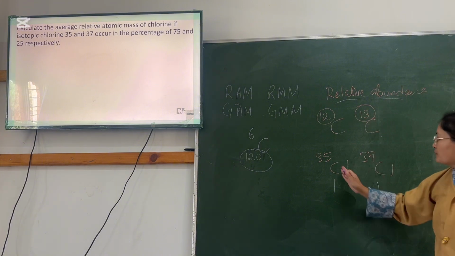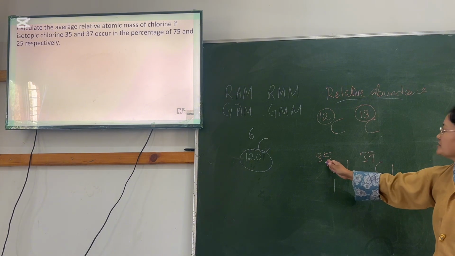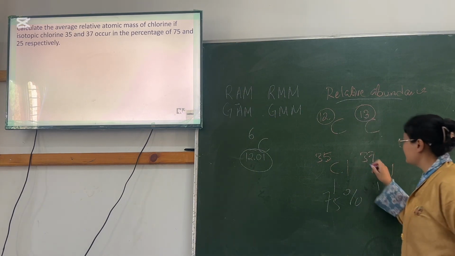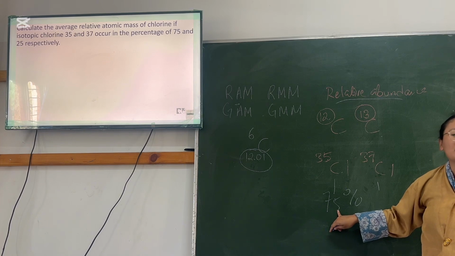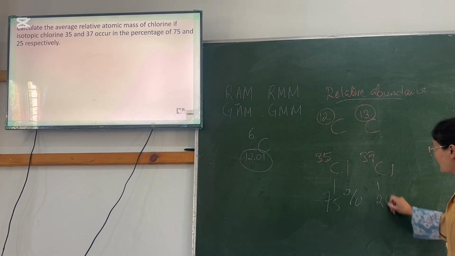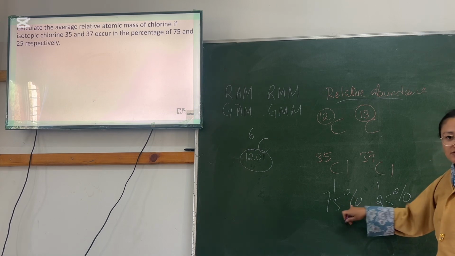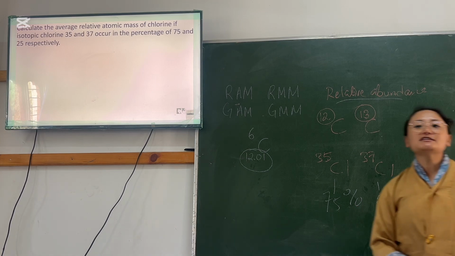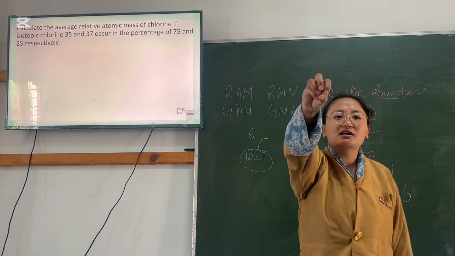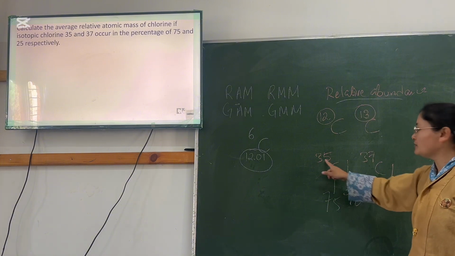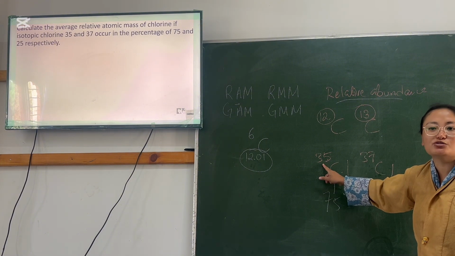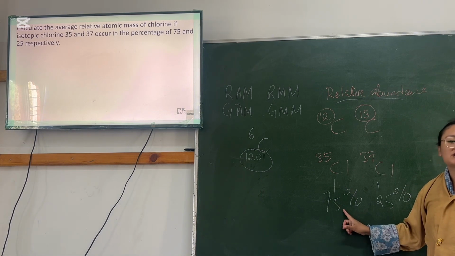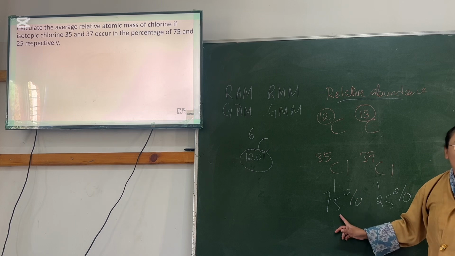So what is the relative abundance? In nature, what is the percentage of chlorine 35? 75. So the rest will be chlorine 37. So 100 minus 75 is 25. So out of 100, chlorine 35 is higher. Which means if you could pick one chlorine, there is a high probability that you will find chlorine with mass 35. That is what you can pick because the percentage is high. That is the meaning of abundance.